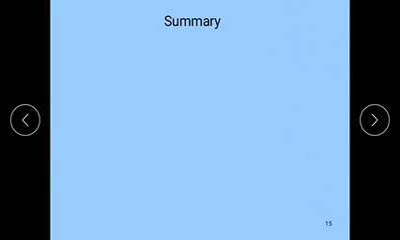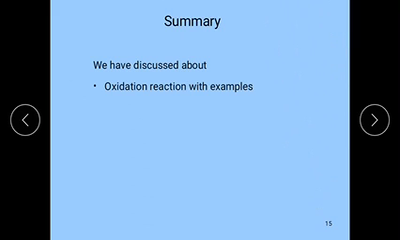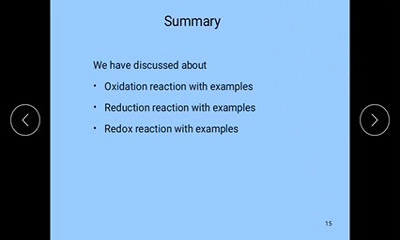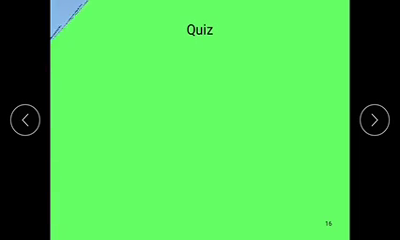Just now we discussed the redox reaction also. In a single reaction, if it contains both oxidation and reduction, that is called a redox reaction. In this period, we discussed the oxidation reaction with example, the reduction reaction with example, and the redox reaction with examples. Let us see two quick questions on this topic.